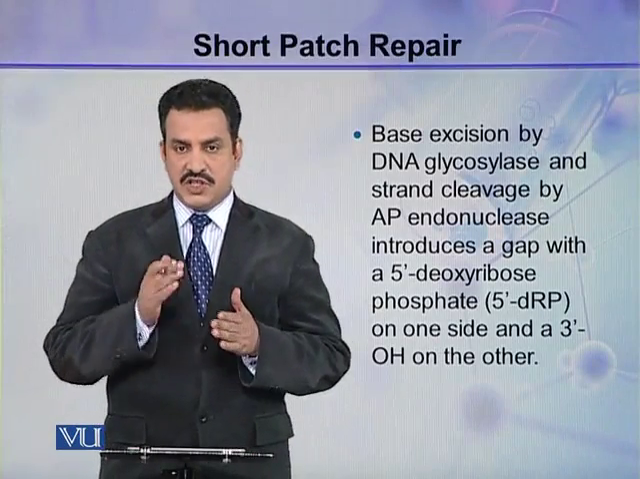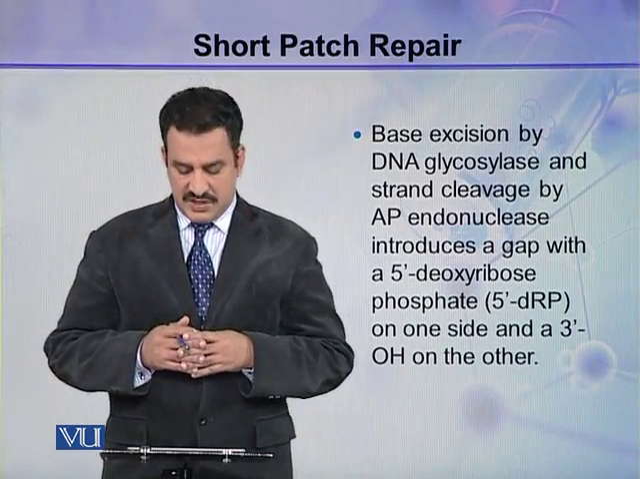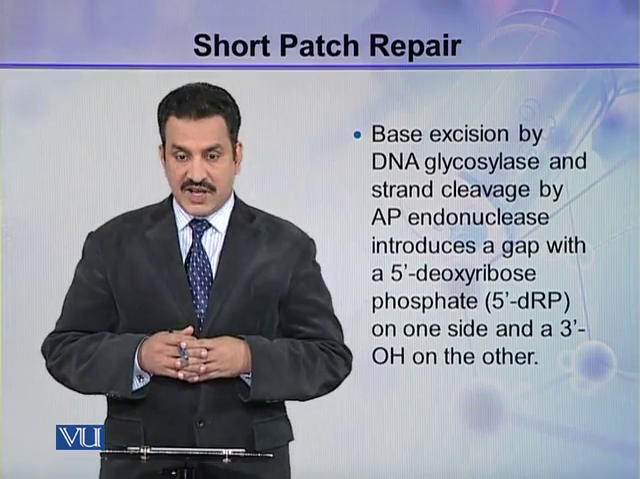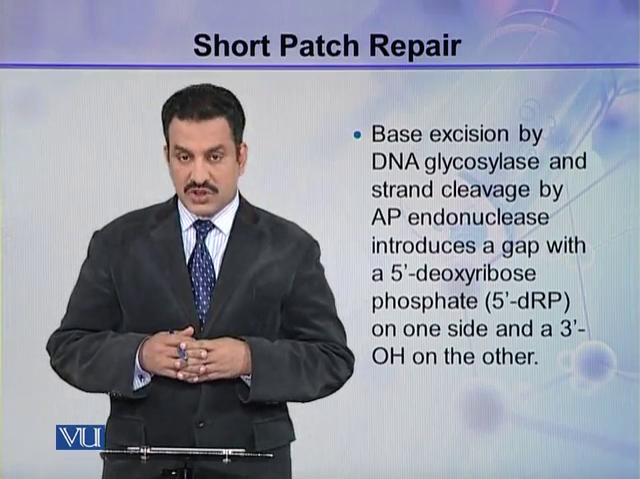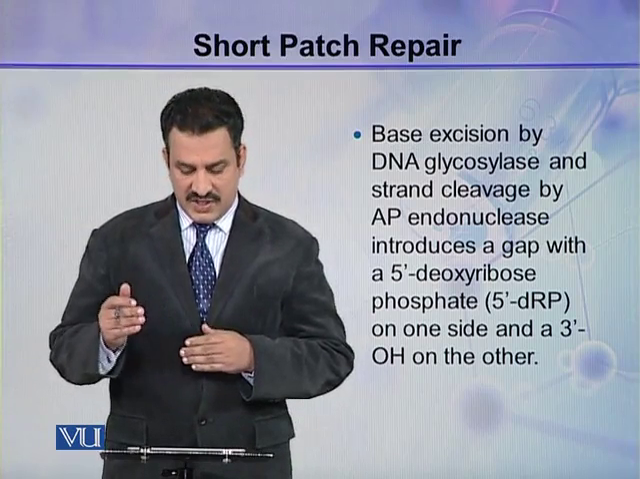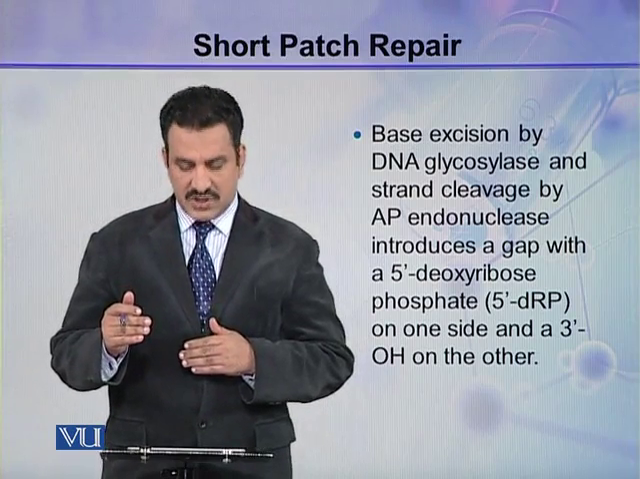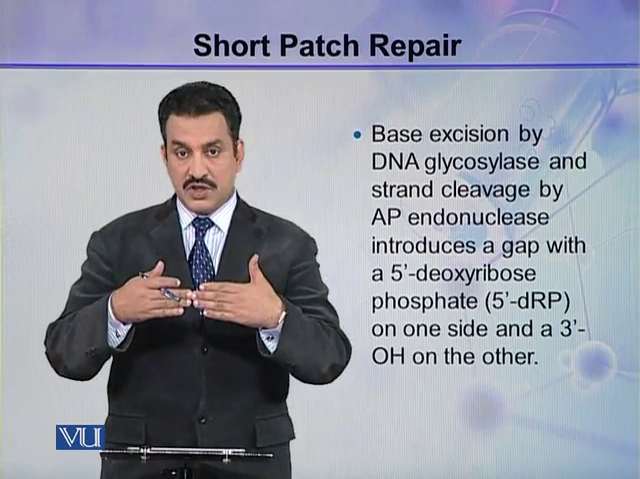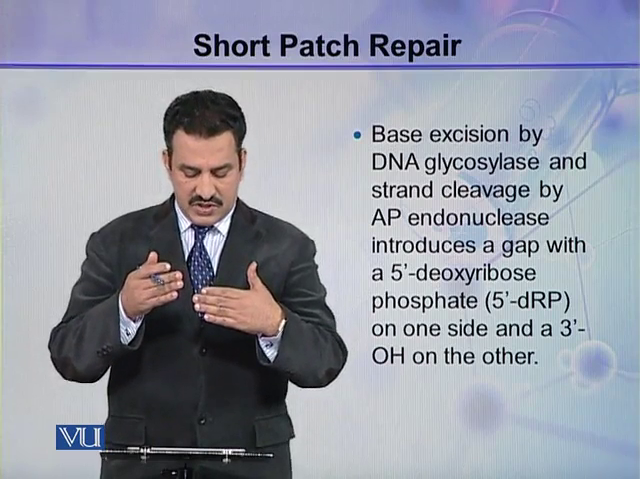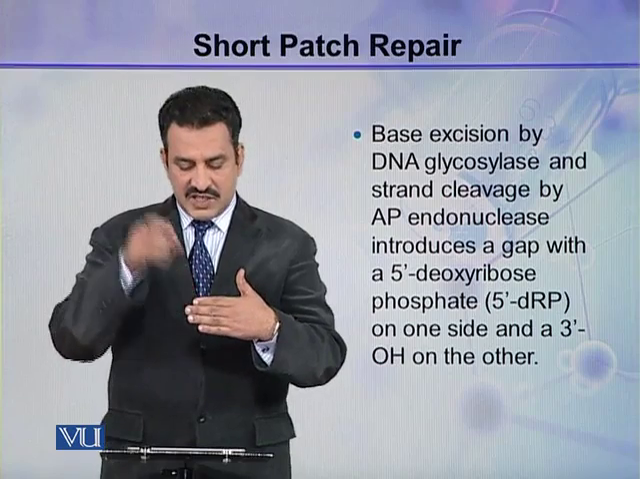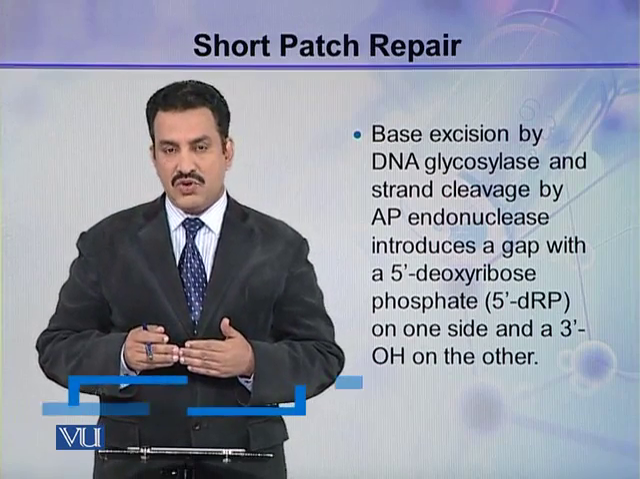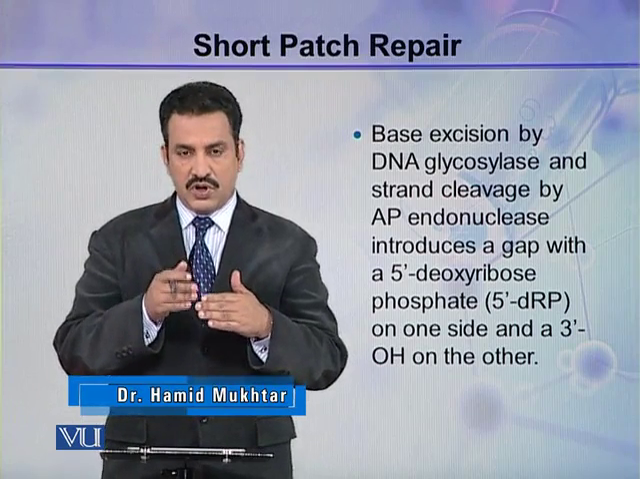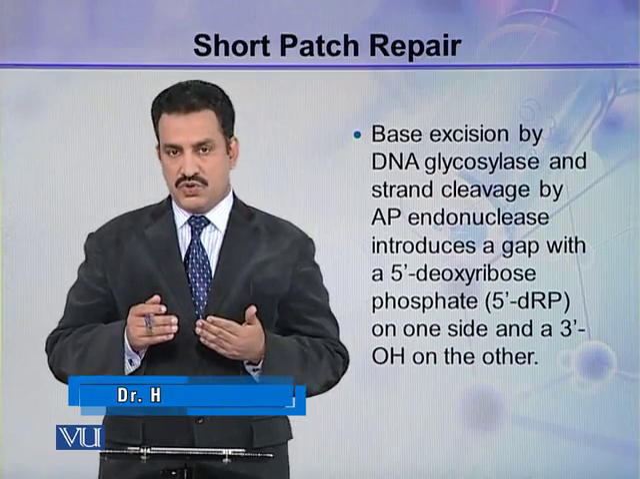So base excision by DNA glycosylase and strand cleavage by AP endonuclease introduces a gap with a 5' deoxyribose phosphate on one side and a 3' hydroxyl on the other side. So if a damaged base is present in one strand, first DNA glycosylase excises the base, and then AP endonucleases introduce a cut or a nick.